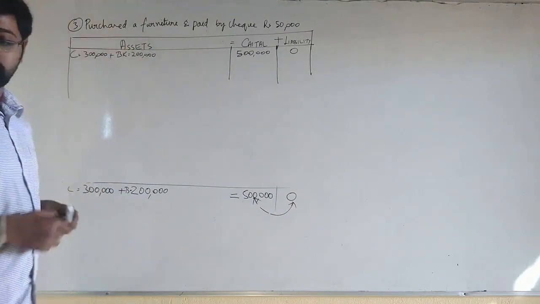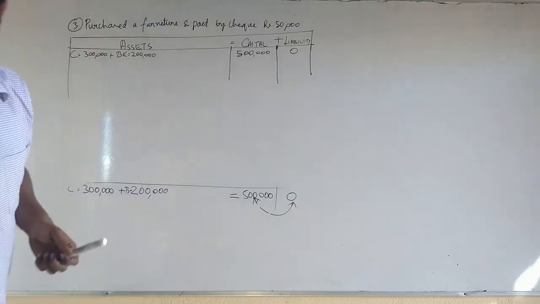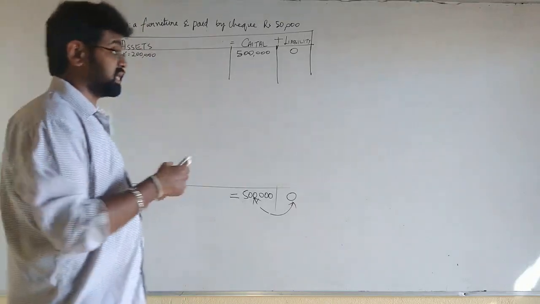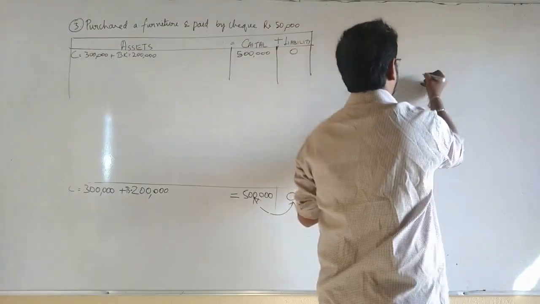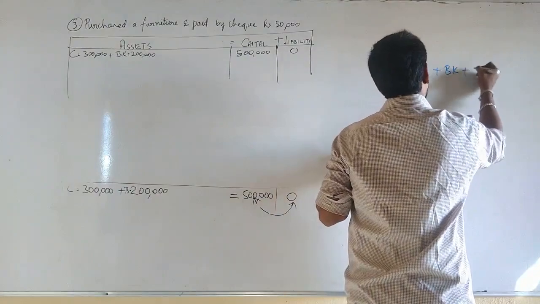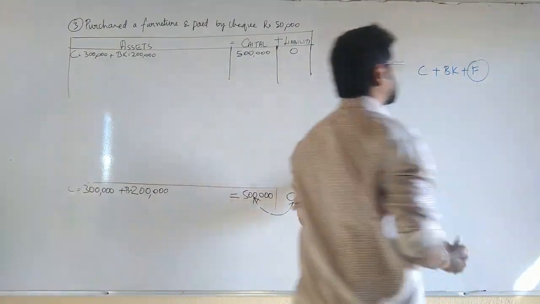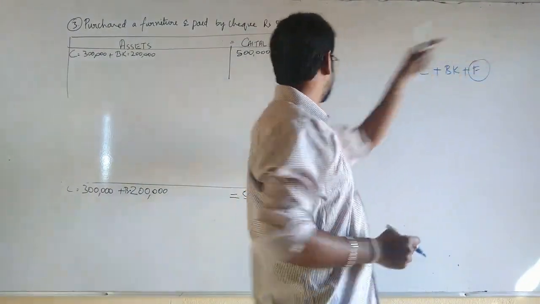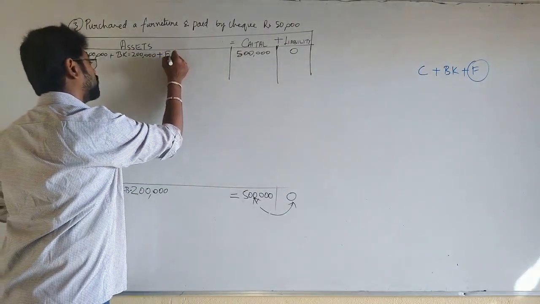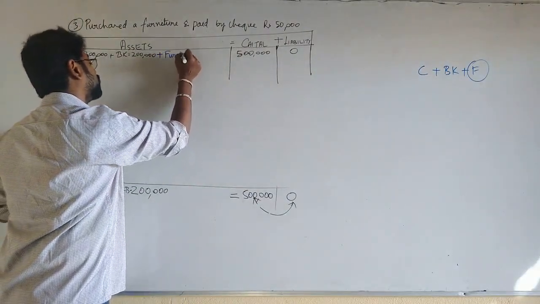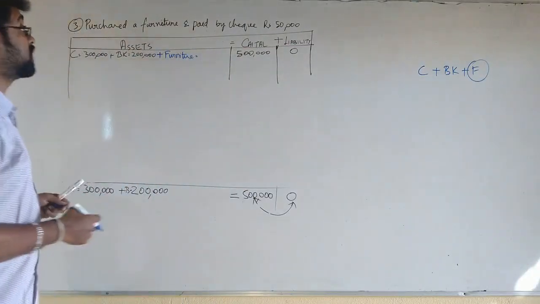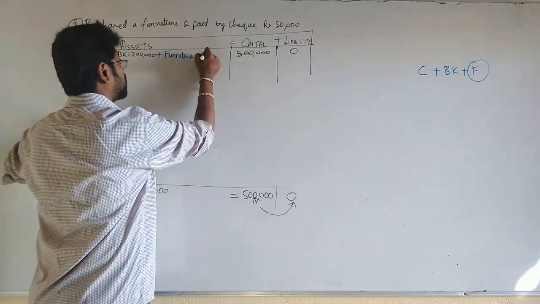Now what am I doing? I am purchasing a furniture. What am I purchasing? I am purchasing a furniture. What is the new thing that is coming to the business? Furniture is coming, plus furniture. How much is the furniture? Sir, furniture is 50,000.